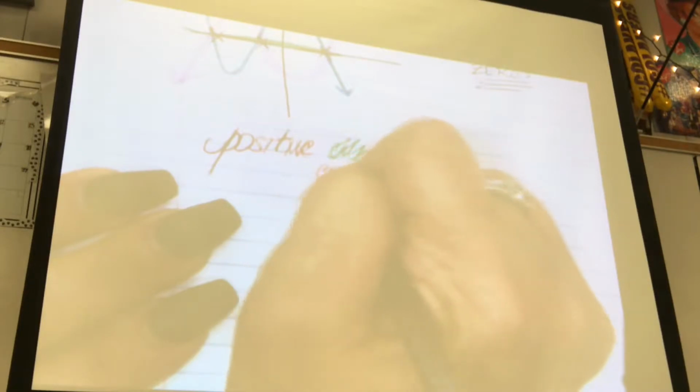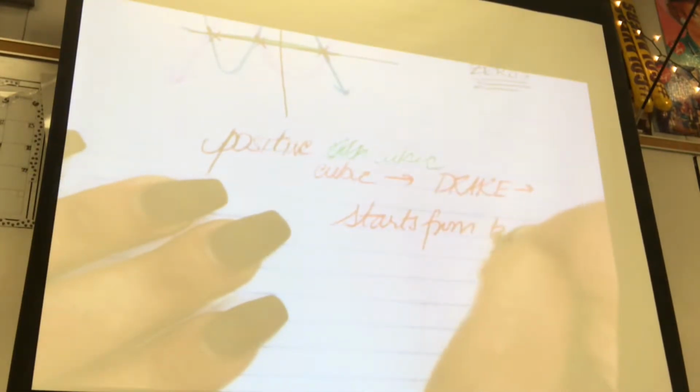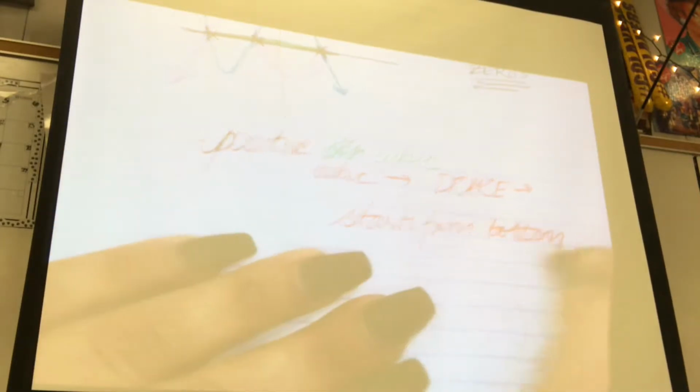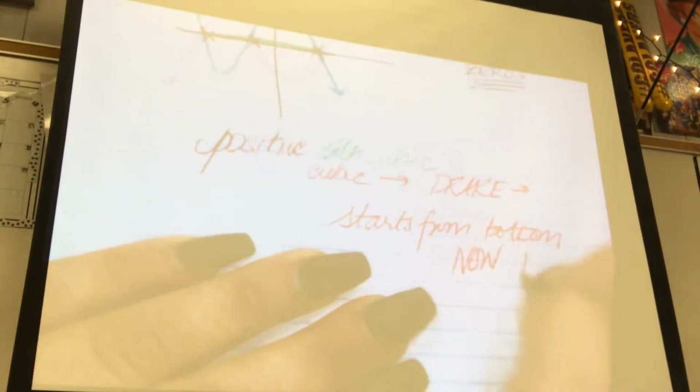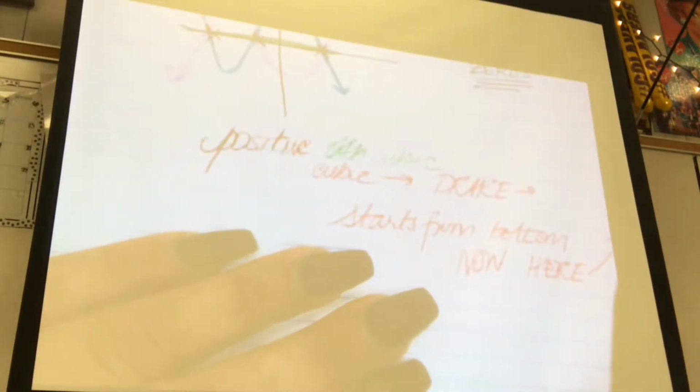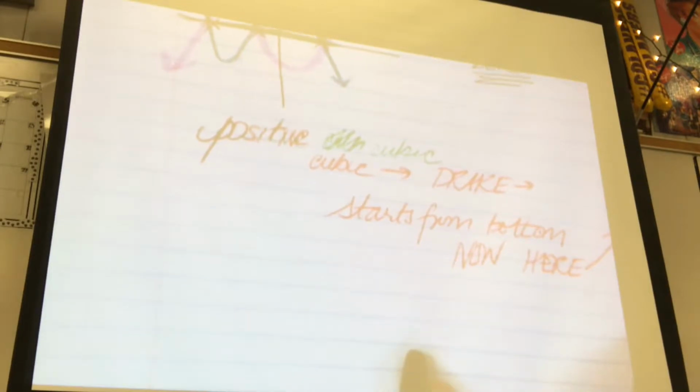If it's a positive cubic, I need to stop writing in that green because you guys can't see. Then I want you to think of Drake. It starts from the bottom, now we're here. It always starts from the bottom. Now we're here, think of it as up, like doing well. Starting from the bottom, now we're here. That's if the cubic is positive.